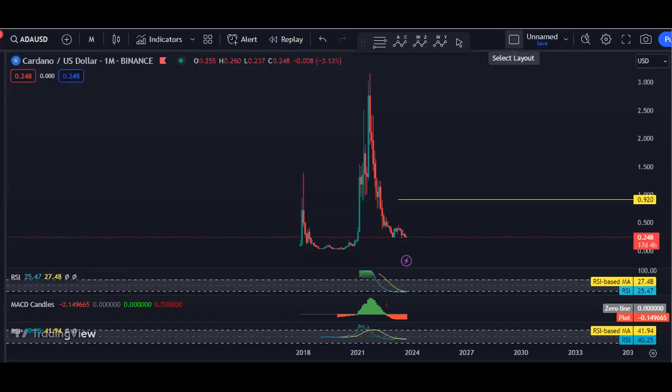ADA, we start with the monthly chart. I just want to give a quick update. As we can see, based on the monthly chart, we are still within this downtrend, and we want to see whether we can look for the reversal or not.